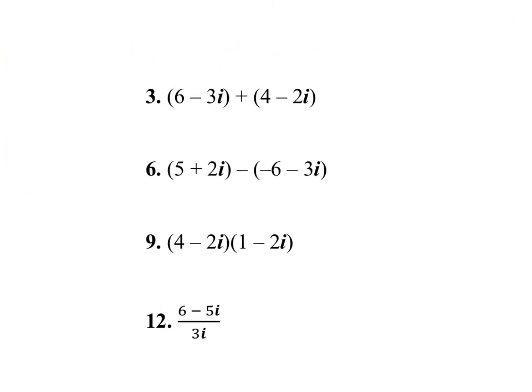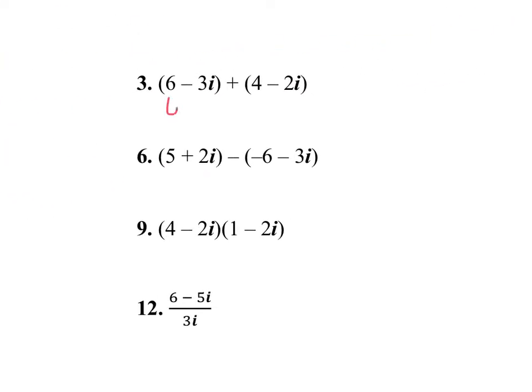Number 3, you're adding again. So again, we don't need the parentheses. Combine like terms. 6 plus 4 is 10. Negative 3I minus 2I is negative 5I. So A is 10, B is negative 5.